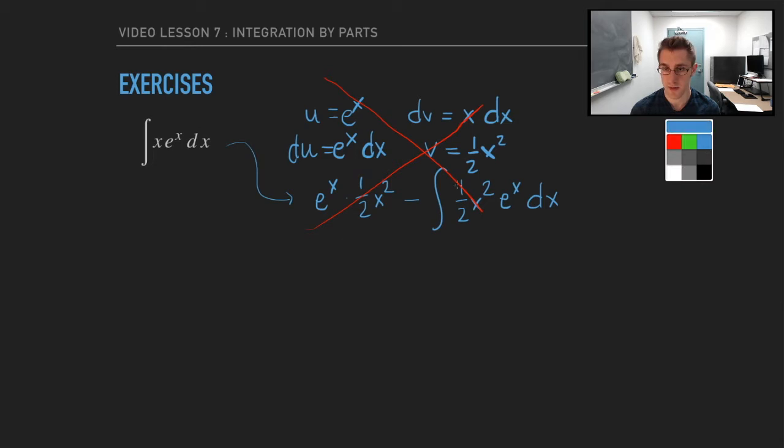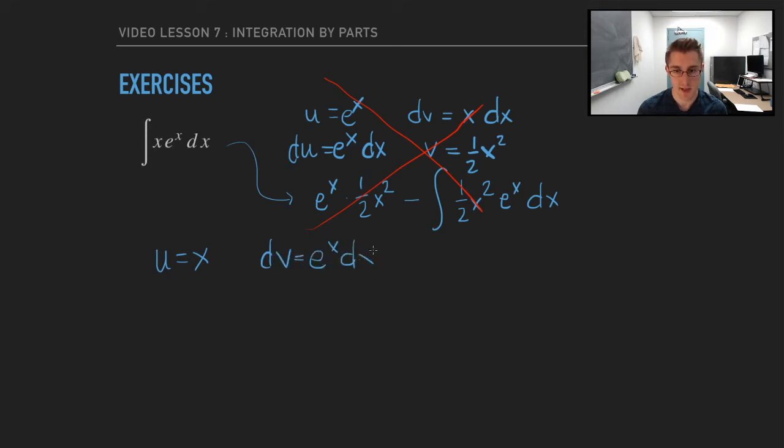Instead, what we're going to do is the opposite. So we're going to say let u be x, like we did in the previous problem, and dv will be e to the x dx. So I differentiate u, I get du equals dx, and I anti-differentiate v to get e to the x. Right? Remember, the antiderivative of e to the x is just e to the x.